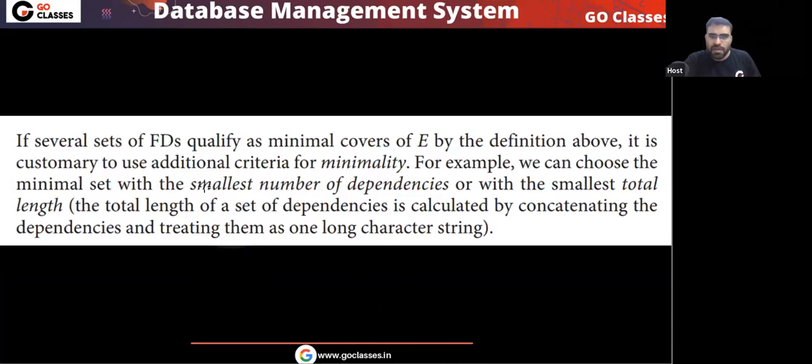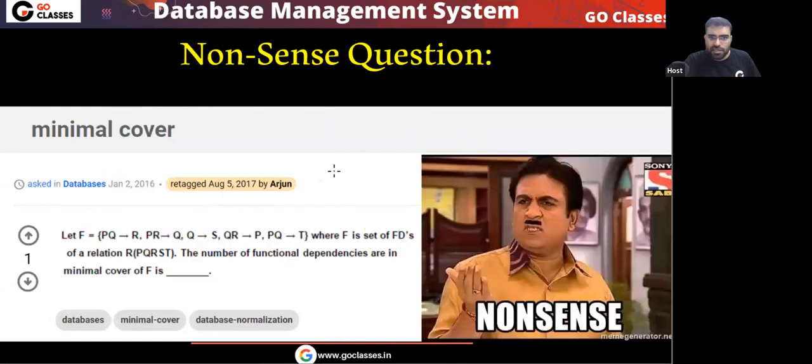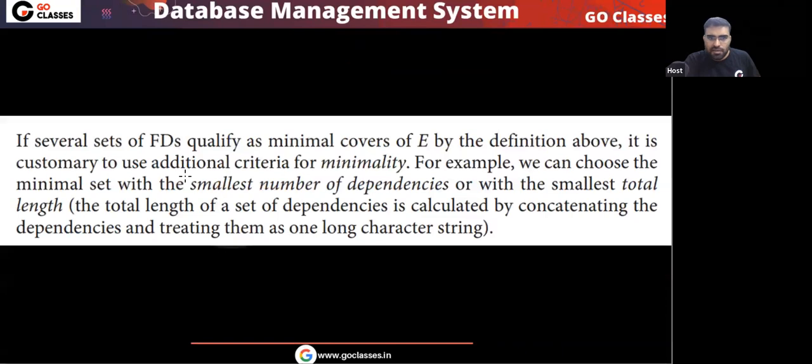This same question, if I give you in the GO Classes test series, will have at least 5 to 6 lines, because I will define everything. I will tell you what I'm asking. This additional criteria I will define. I will also tell you that on the RHS you should put only one attribute. Everything will be defined, so don't worry about it.